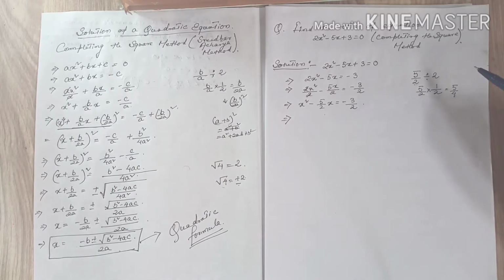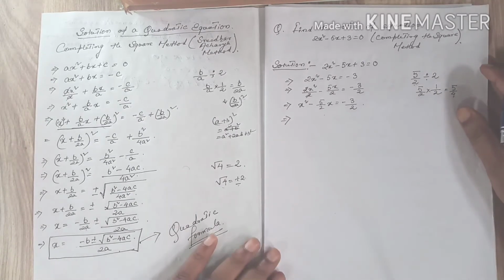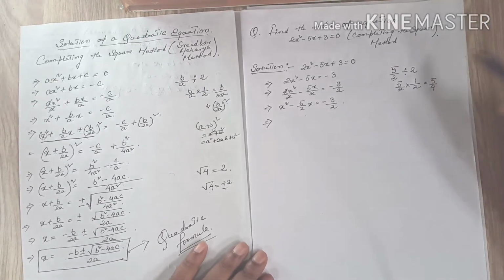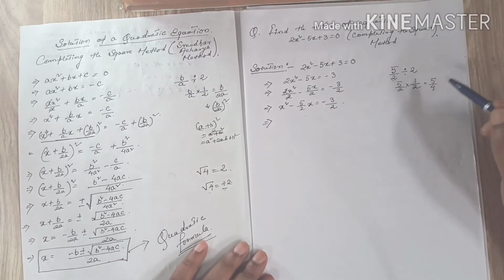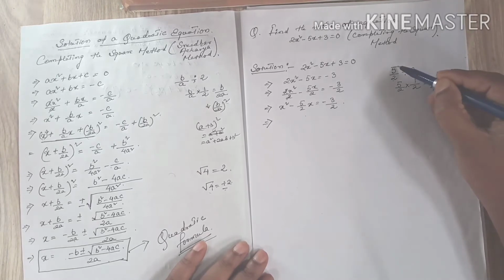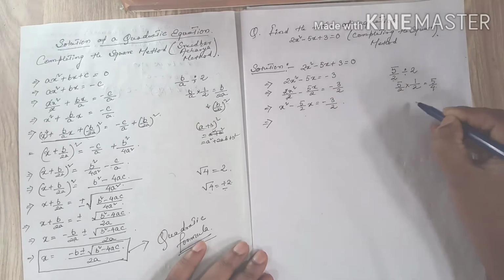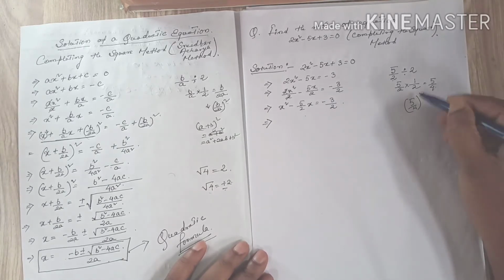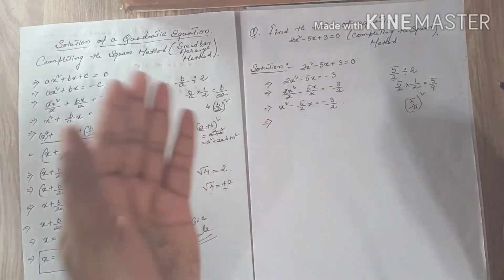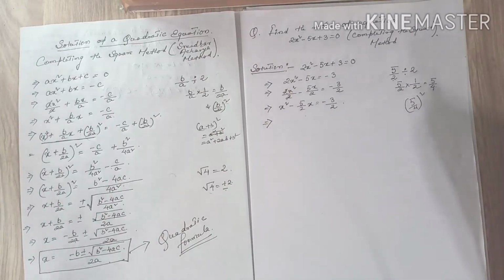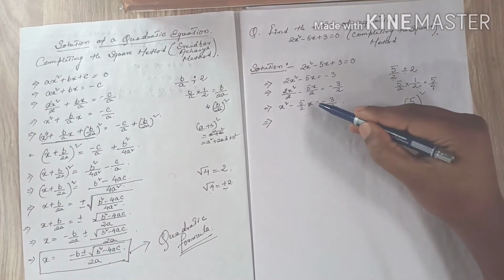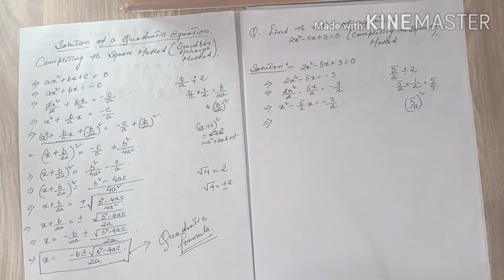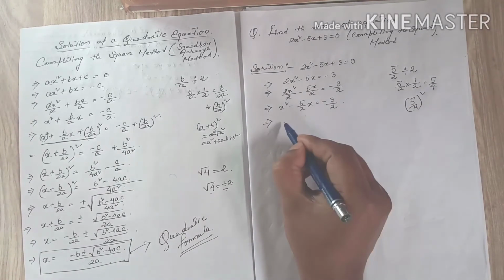If you are finding difficulties in finding half, then you can do it like this. Half of 5/2 is 5/4. Now you have to take the square, 5/4 square. इसका square लेना है. Then you have to add it on the left side and the right side. अभी ये 5/4 square को you have to add on the left side also and on the right side also. So let us do this one.